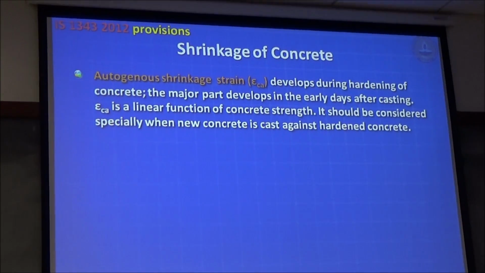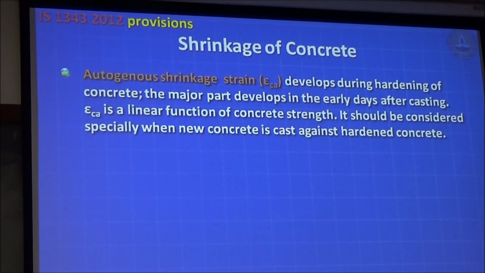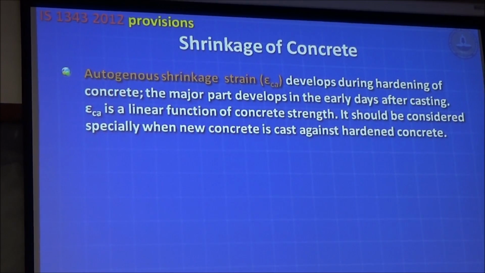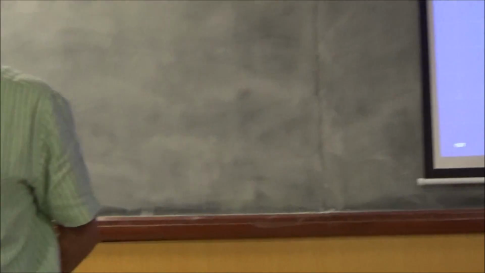Autogenous. Auto is self. Okay, self. Little time without applying of any stress. Self-generating. Gene, it's coming from within. How does it happen? Why does it come from within?